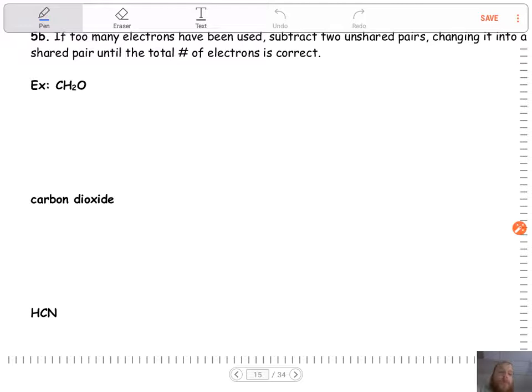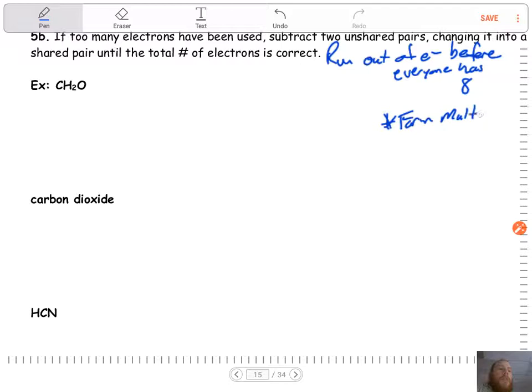So up until this point, we had seen every structure run out of electrons right when we needed them to. When they were on the last atom, everybody else was satisfied. But what happens if we run out of electrons before everyone has 8? That's what we're going to look at in this video, and this is where we form multiple bonds.